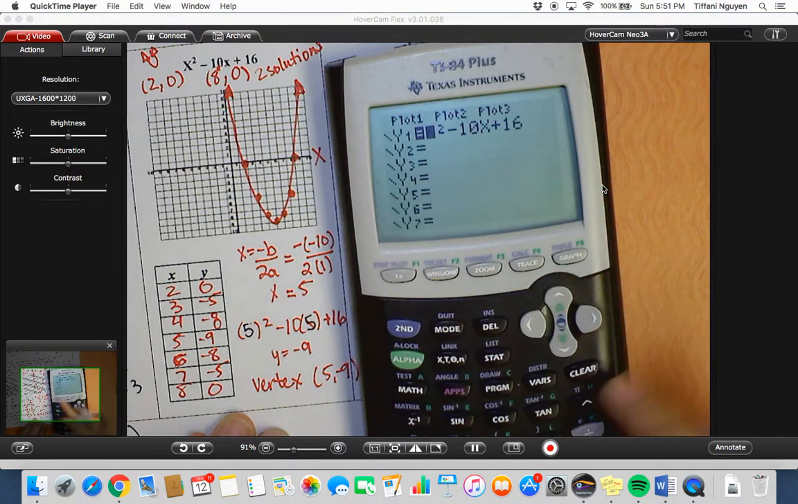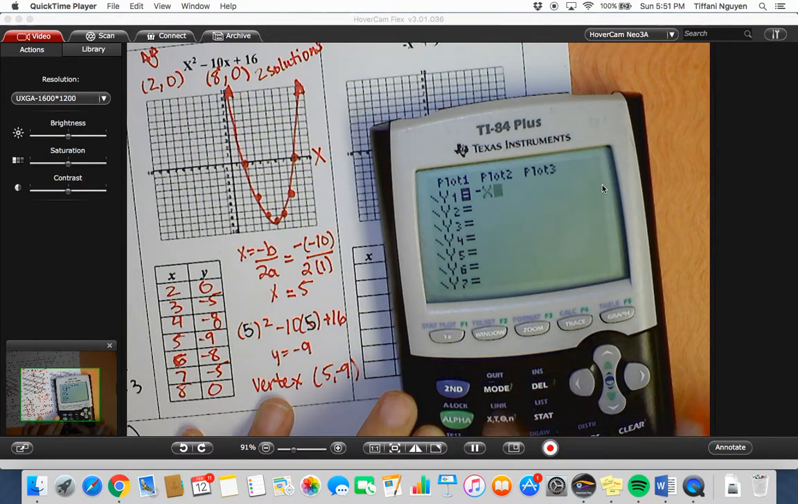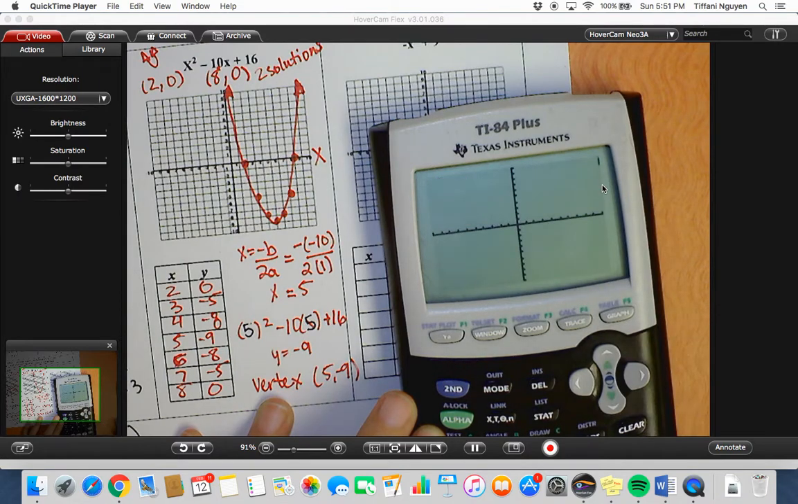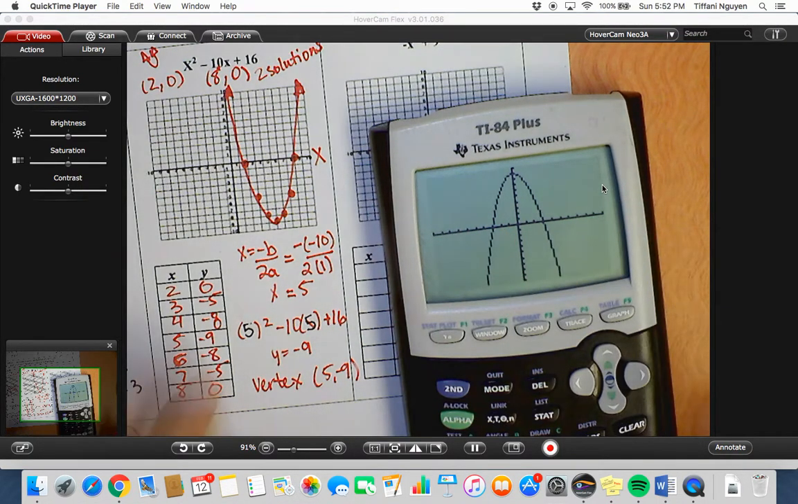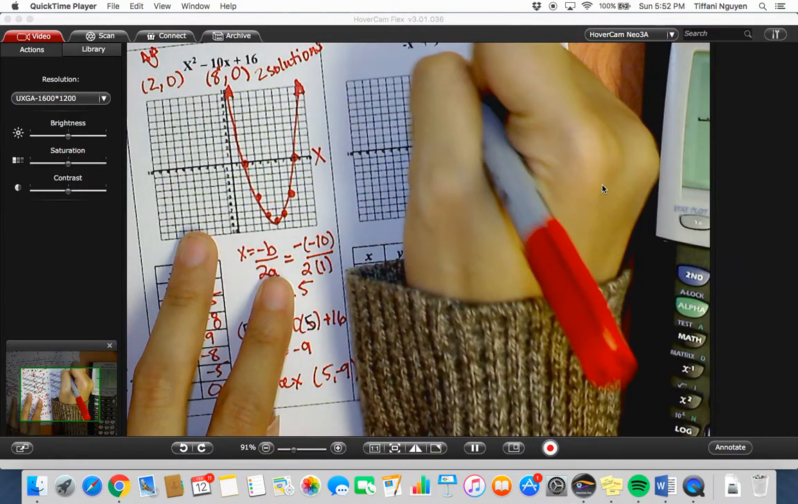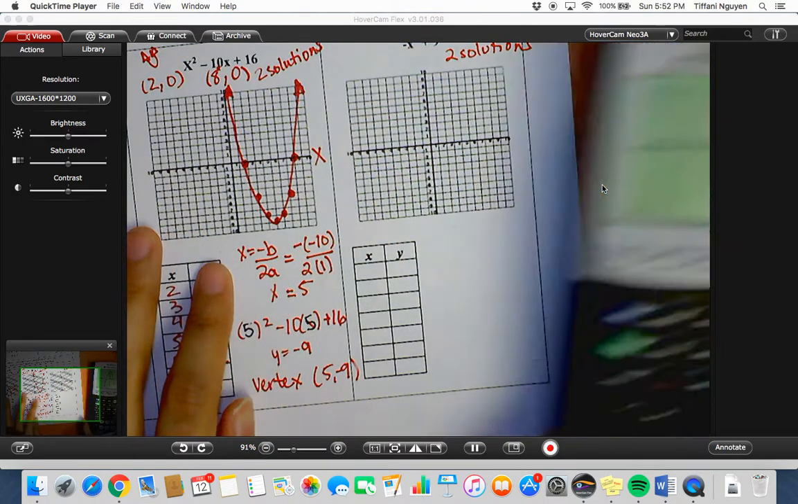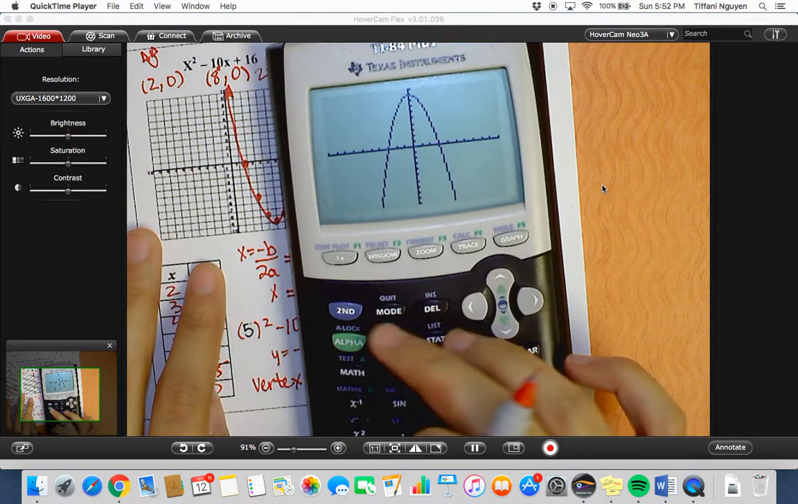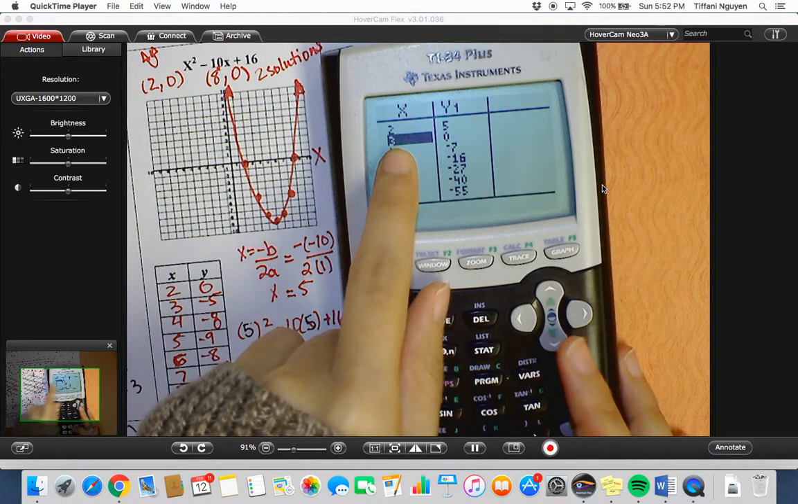Go back to y equals, clear it, negative x squared plus 9. That's what it should look like. Click graph. How many solutions do we have? If you guessed 2, you're correct. Here are my 2 solutions. So I'm going to write down 2 solutions. Second table gives me my table. Boom, here's my first solution, 3, 0.